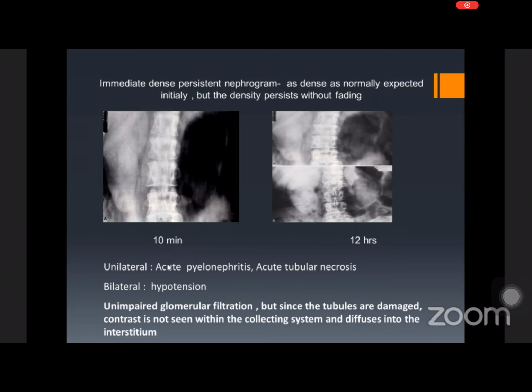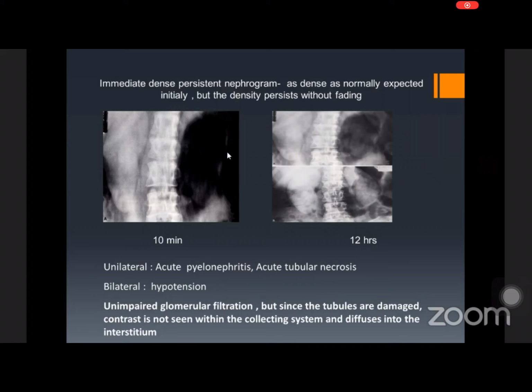So here, in cases of acute tubular necrosis, the glomerular filtration is happening, but since the tubules are leaky and damaged, contrast is not getting excreted into the tubules and it stays within the glomeruli. So what we see is a persistently dense nephrogram, which is not excreting into the collecting system. We don't see any opacification of the pelvicalyceal system even up to 12 hours.